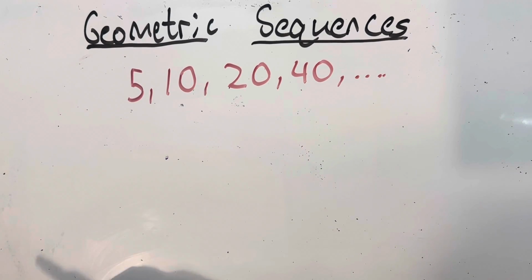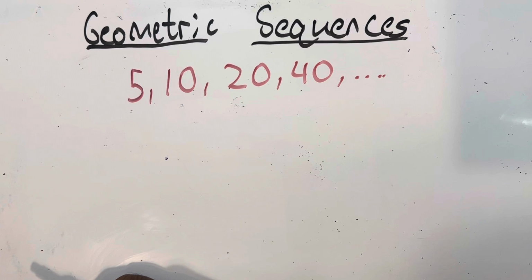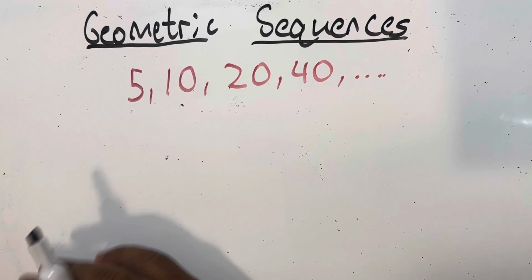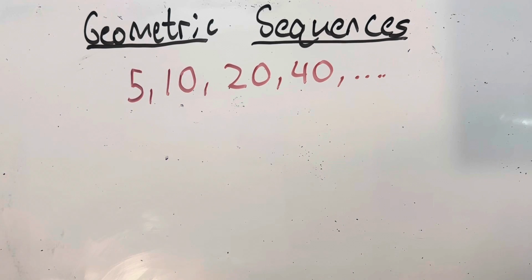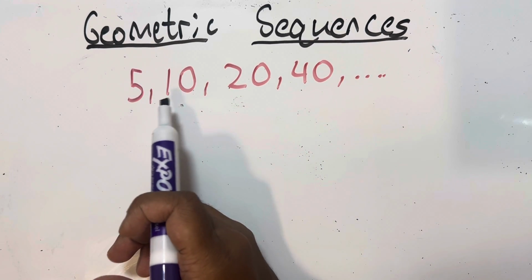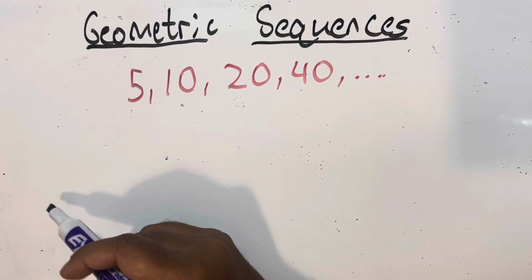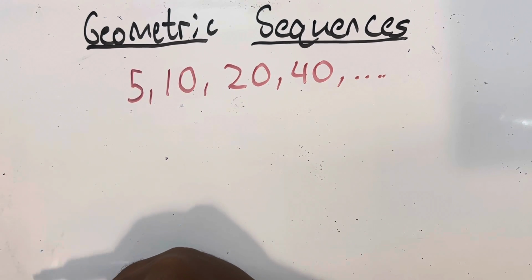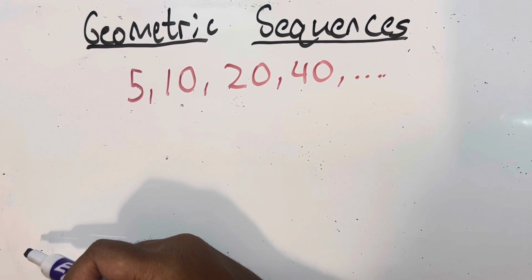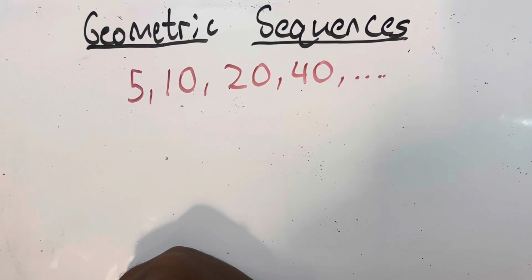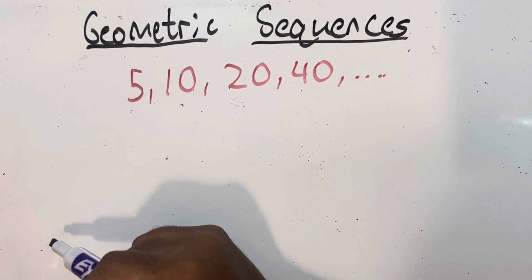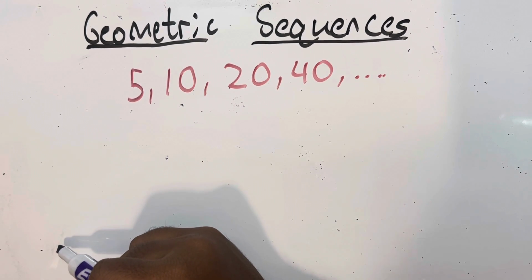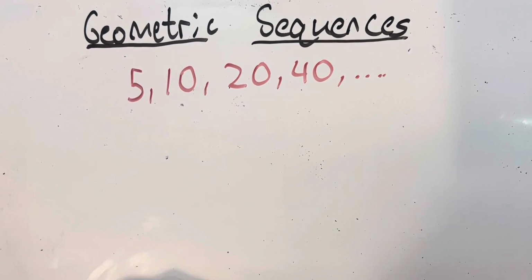All right, let's take a look at geometric sequences. Geometric sequences are similar to arithmetic sequences in that they're a set of numbers that follow some sort of pattern to get from one term to the next term. Unlike arithmetic sequences, the pattern geometric sequences follow is exponential. To get from one term to the next, we multiply or divide, not add or subtract.